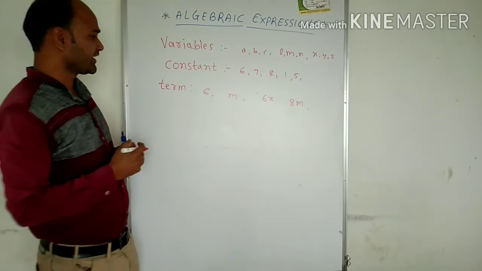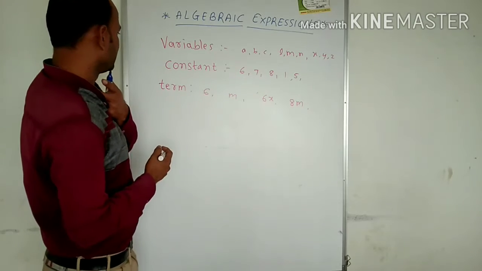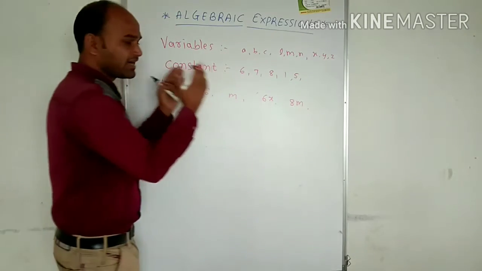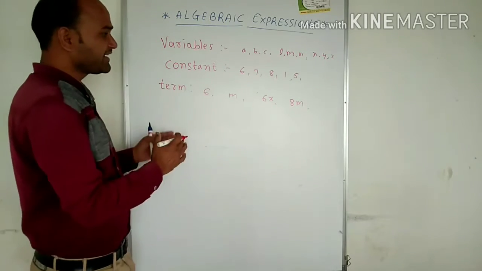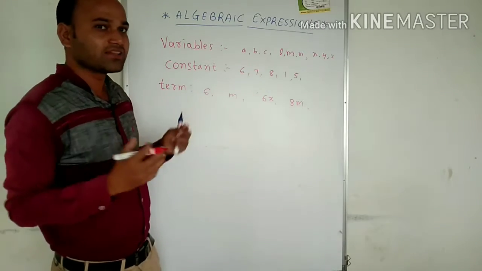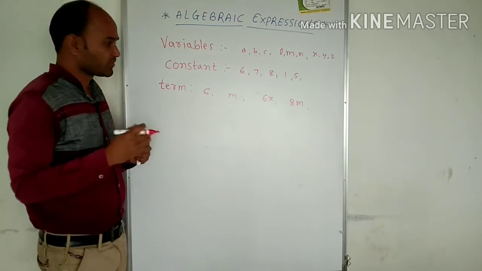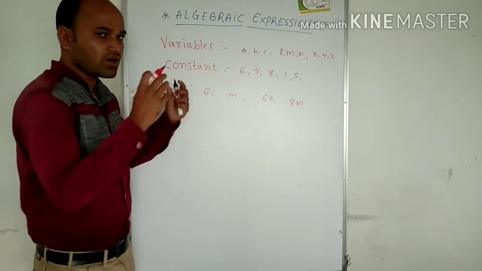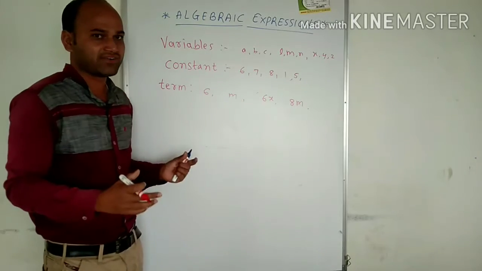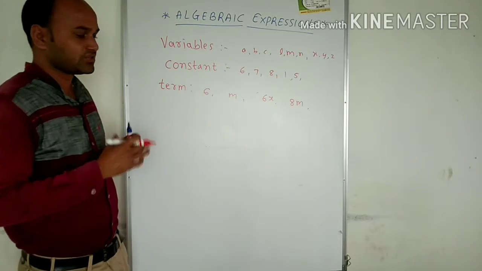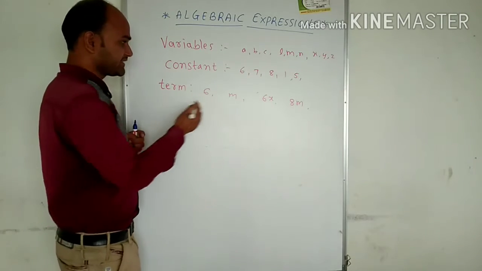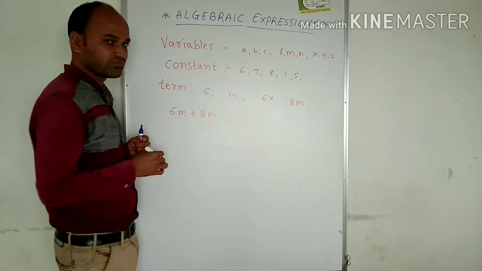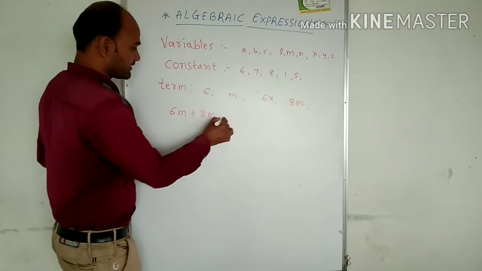Okay, then the next point: all these terms being added, multiplied, divided or subtracted together form an expression. The terms we can add or subtract, multiply or divide, form an expression. So how does the expression form? If 6m is there, 6m plus 8m, this is an expression. Otherwise it becomes 14m.